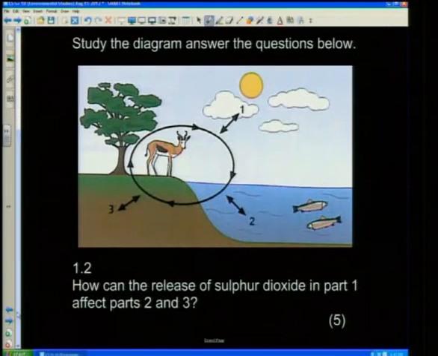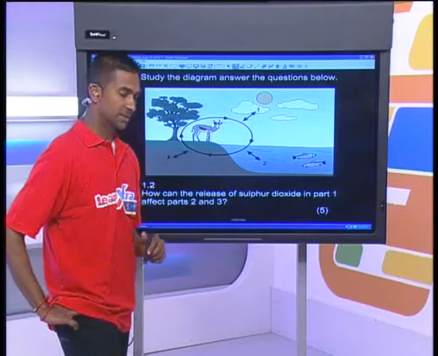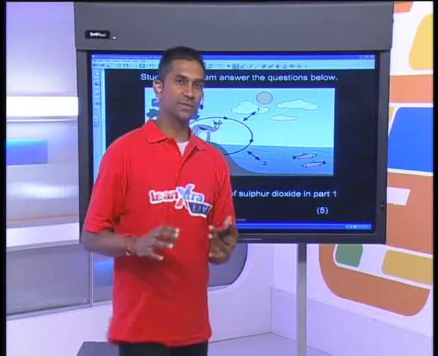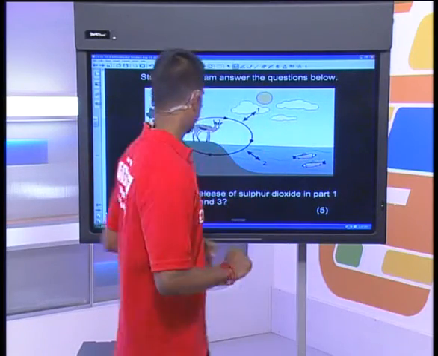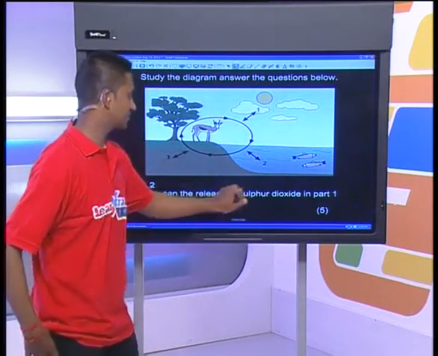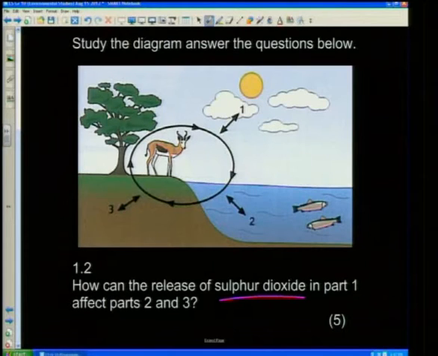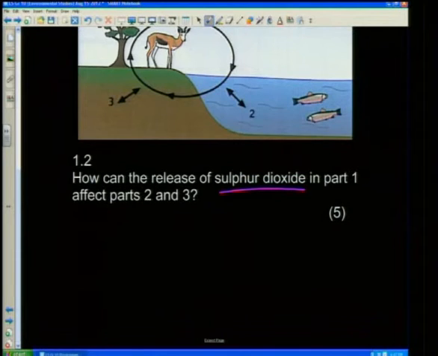Okay, the next question. And this is a question that relates to the impact humans have had on the environment. Okay, so the question is, how can the release of sulfur dioxide in part 1, which is the atmosphere, affect parts 2 and 3? Okay, I'm going to extend the page. So the question basically wants us to establish what the effect of sulfur dioxide in part 1, which is the atmosphere, will be on parts 2 and 3.